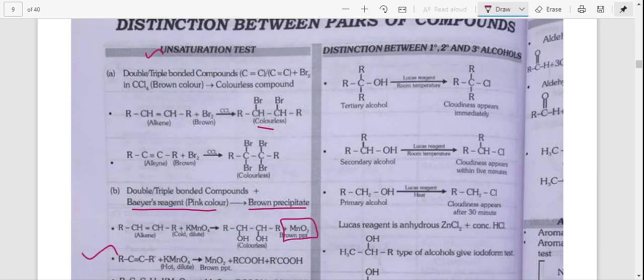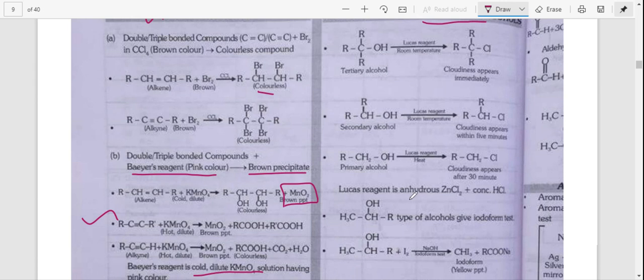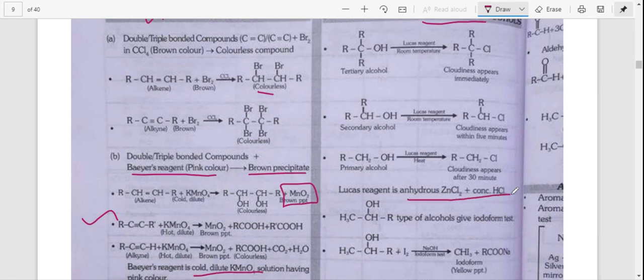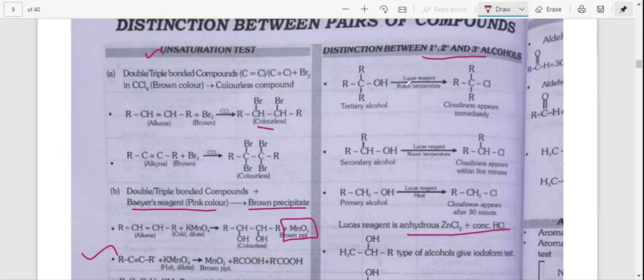Next is the Lucas test. The Lucas test is used to distinguish between primary, secondary, and tertiary alcohols. So when you treat tertiary alcohol with Lucas reagent, what is Lucas reagent? Lucas reagent is anhydrous zinc chloride plus concentrated HCl. With Lucas reagent at room temperature, cloudiness appears immediately, and in this compound the OH is replaced by Cl.